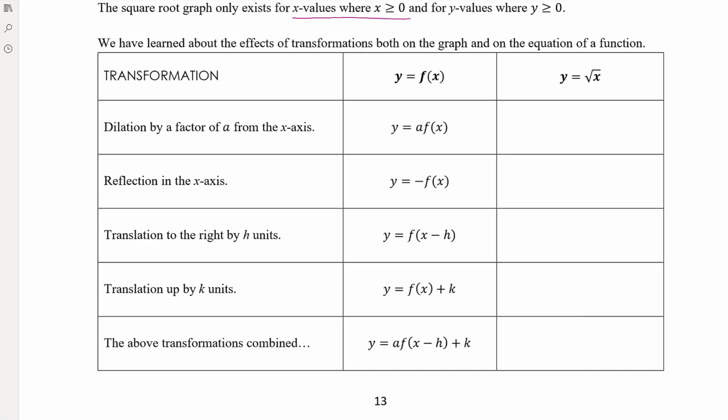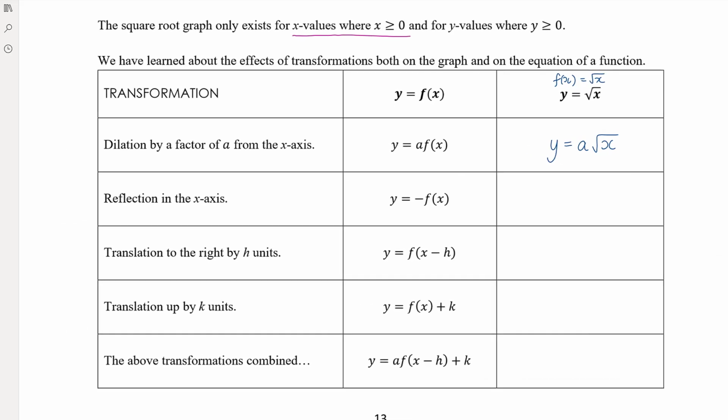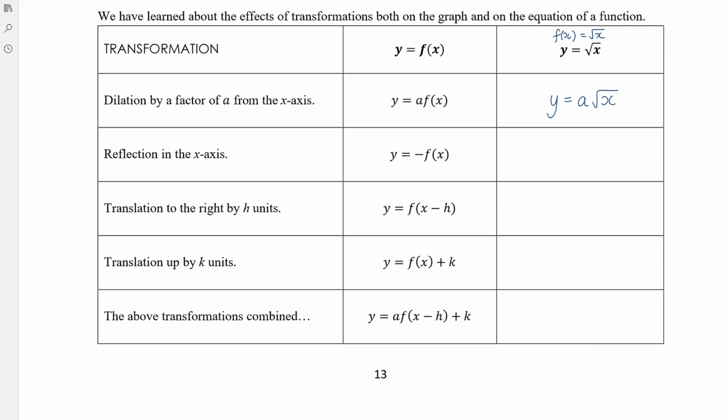So dilation by a factor of a from the x-axis is a times the function. So for the square root graph, that will be y equals a times the square root of x. So here we're looking at where f of x is root x. So a times f of x is a times root x. Reflection in the x-axis is where we make the whole function negative. So again, y equals -1 times the square root of x, so that is just negative root x.